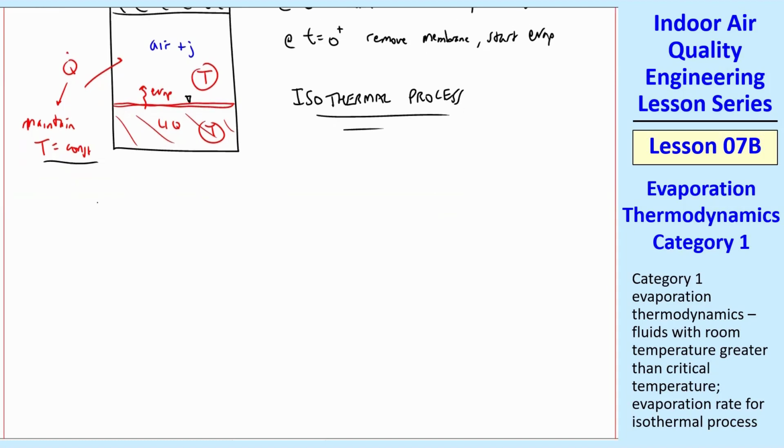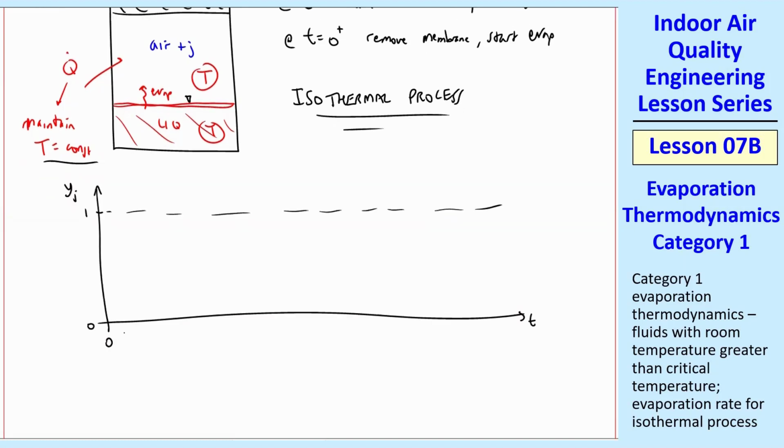What do we expect to happen when we start at T equals 0? We expect a behavior that looks something like this, and it will not reach 1 because you're never going to get Yj equal 1, because you always have some air in there. So instead, we're going to exponentially approach some constant Yj steady state. And we'll call this the final state, and we'll call this the initial state or the 0 state.